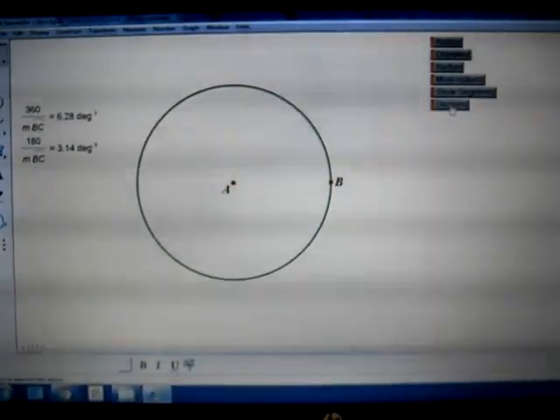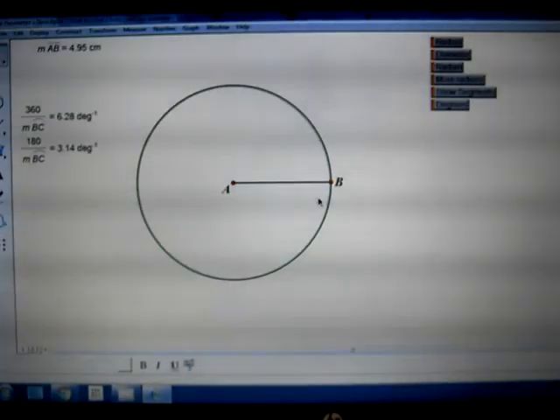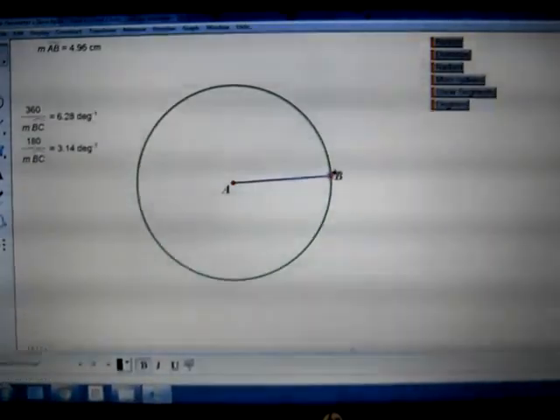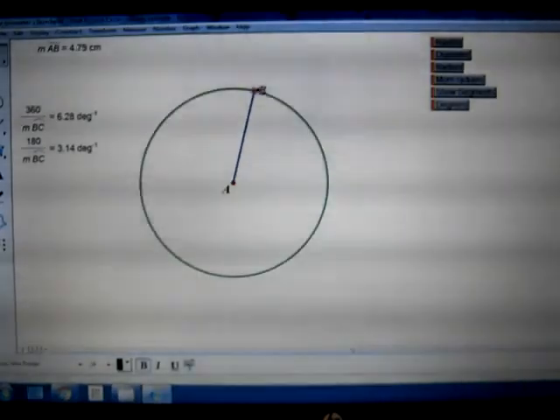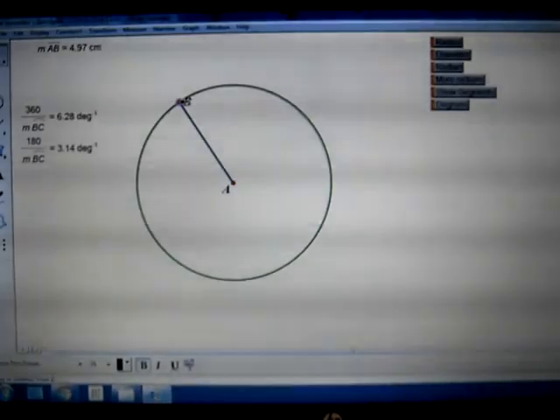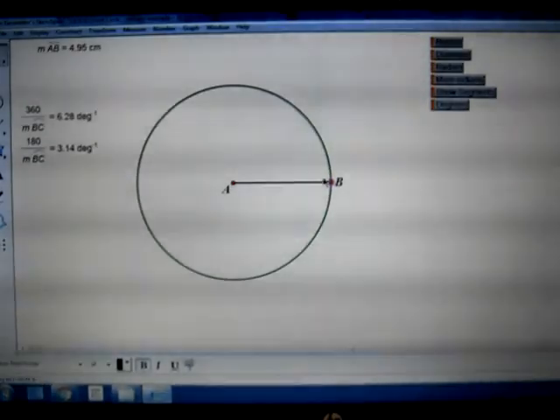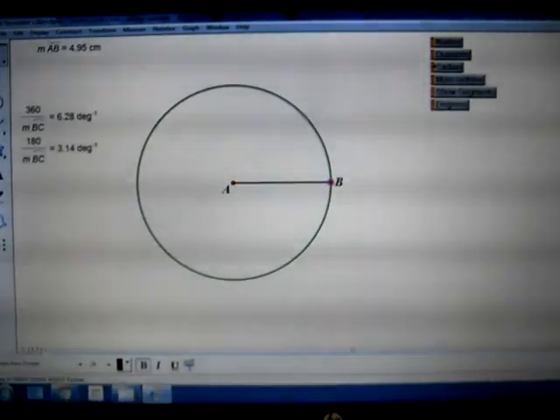So here we're going to use a computer, and we have a circle. On our circle, we're going to look at the radius. Now the radius, it says over here on the side, is 4.95. If we take our circle and change the size, we can see that up here in the corner, the radius goes with it. Now what we want to do is make an arc along the circle that is the same length as the radius.